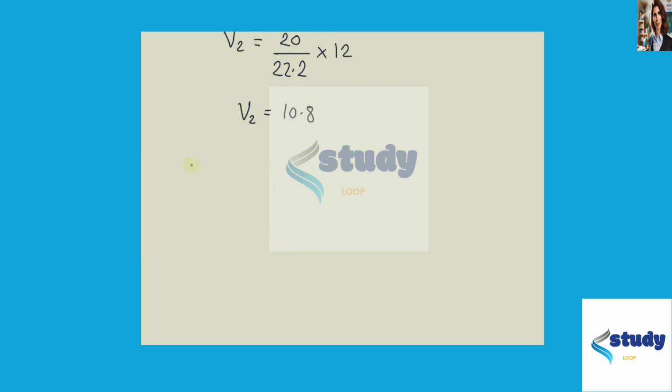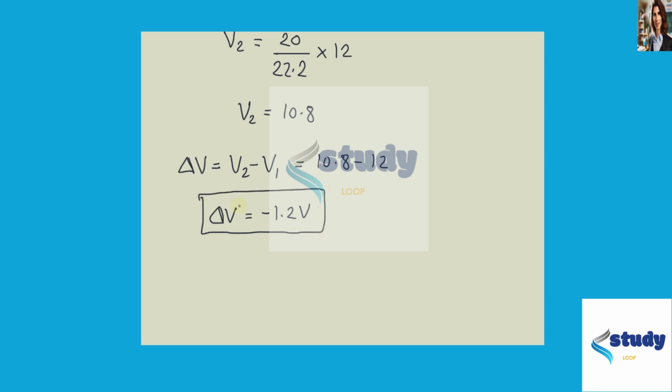If we take the change, delta V will be V2 minus V1. So V2 is 10.8 minus 12. This will give me the change in the potential as equal to minus 1.2 volts. The minus sign indicates that the potential has been decreased. I hope you find the solution useful.